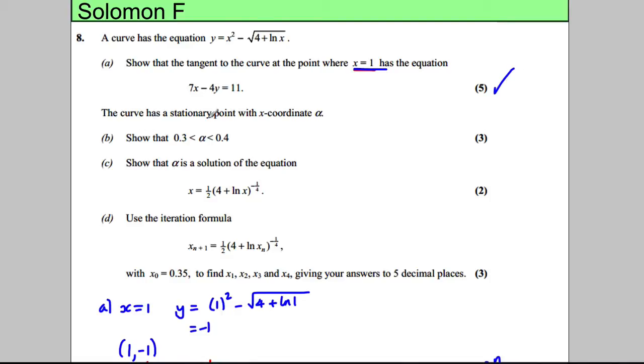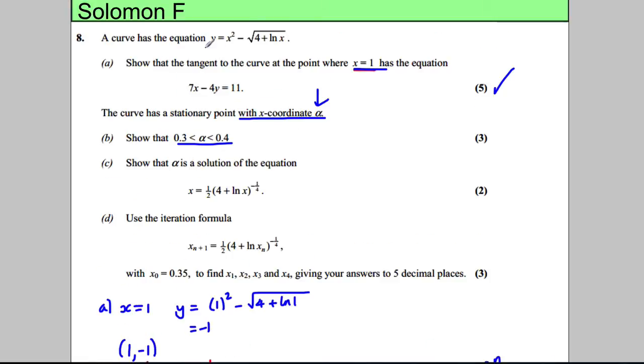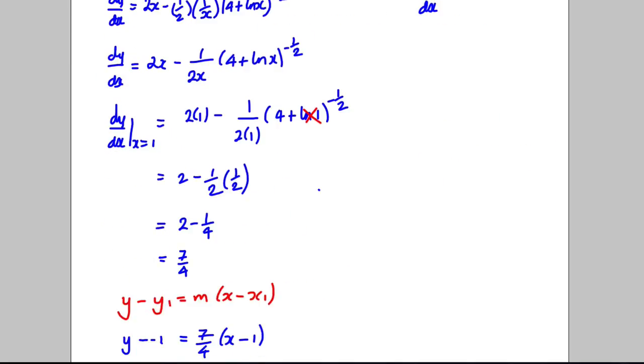Then it says the curve has a stationary point with x coordinate x is alpha. They've given it a name. Show that alpha is between 0.3 and 0.4. What we're going to try and solve here, the equation we're trying to solve, you must get this right. We're not solving f of x is equal to 0. We're solving f dashed x is equal to 0.